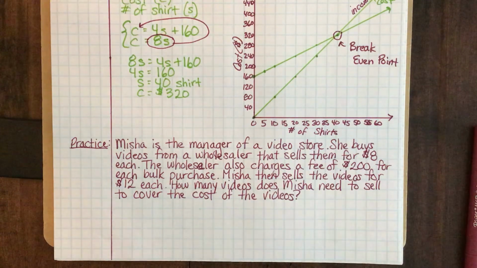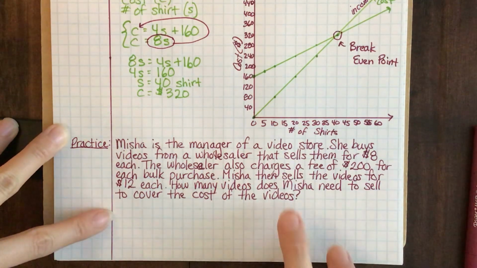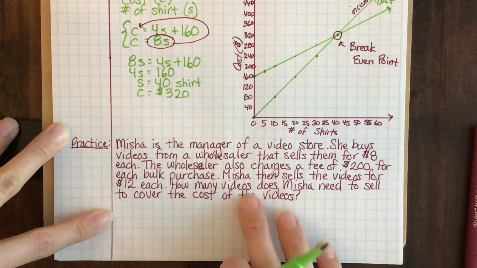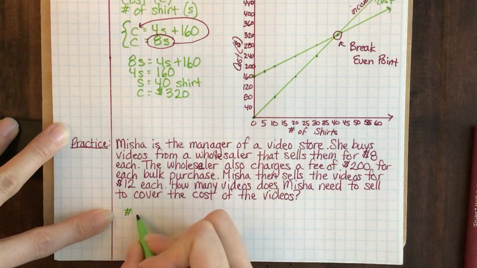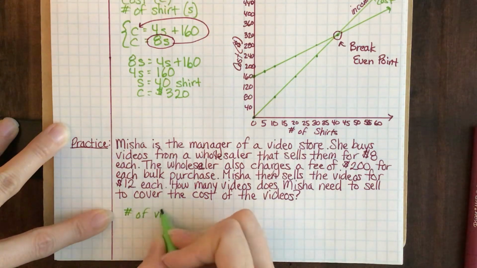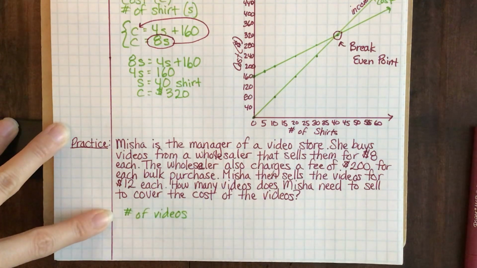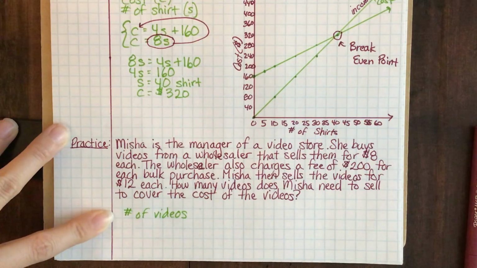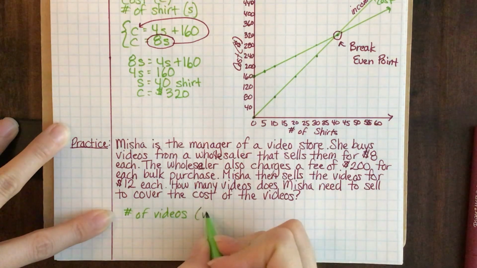Okay, first thing we need to do is identify the 2 unknown things, okay? First of all, we need to find out how many videos, okay? So we'll say number of videos. Just like the last problem that we did together, we're looking for that break-even point. When does the income cover the cost of those videos? Let's go ahead and use a V to stand for the videos.